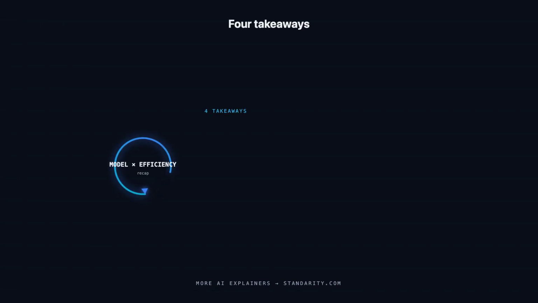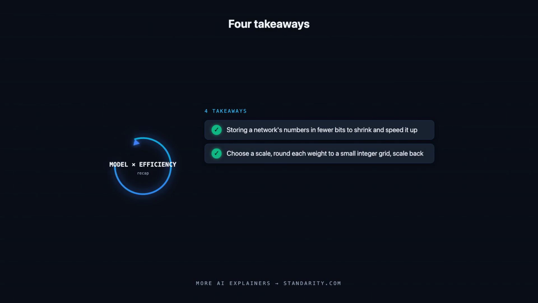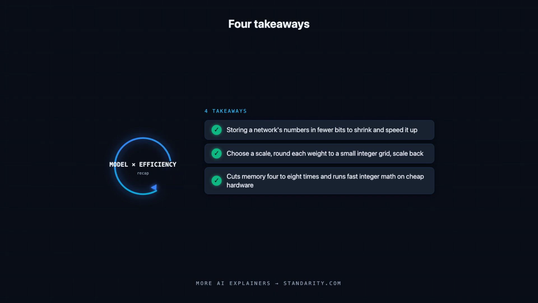Alright, let's lock in what matters. Quantization stores a neural network's numbers in fewer bits, shrinking it and speeding it up while keeping most of its original behavior intact. It works by choosing a scale that maps high-precision values onto a small integer grid, rounding each weight to the nearest point, then scaling back at inference. The payoff is deployment. A model that needed a data center GPU can run on a phone, a laptop, or a single consumer card, often with surprisingly little accuracy loss.